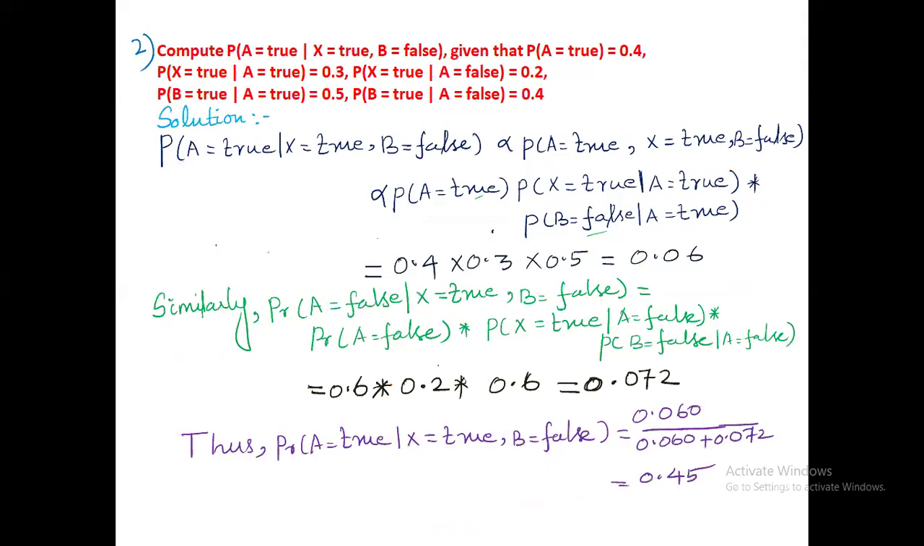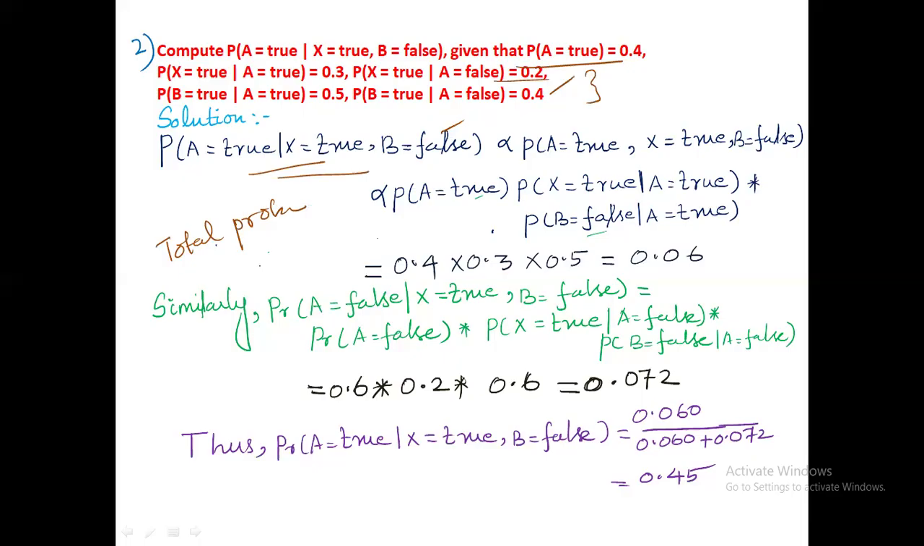And the next problem, by using the conditional probabilities, compute the probability of A is equal to true given X is equal to true, comma B is equal to false, and all the values are being given here. By making use of these values, we have to expand this, then substitute, and finally get the answer. To compute this conditional probability, we use Bayes theorem and the law of total probability.